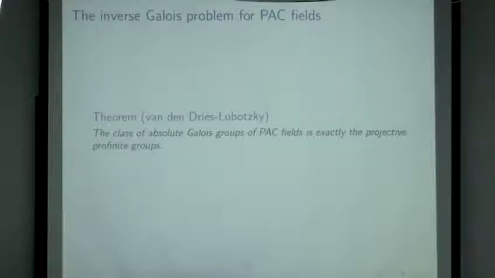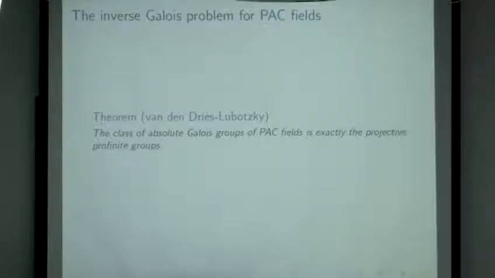So we need to know the answer to the following question. What are the absolute Galois groups of PAC fields? There's this striking theorem of Van den Dries and Lubotzky, which shows that the class of absolute Galois groups of PAC fields is exactly the class of projective profinite groups. One direction was already known to Ax: if you have a PAC field, then its Galois group is projective. That occurs already in the 68 paper. What Lubotzky and Van den Dries do is go the other direction. They show that if you have a projective profinite group, you can build a PAC field that has that as its absolute Galois group.